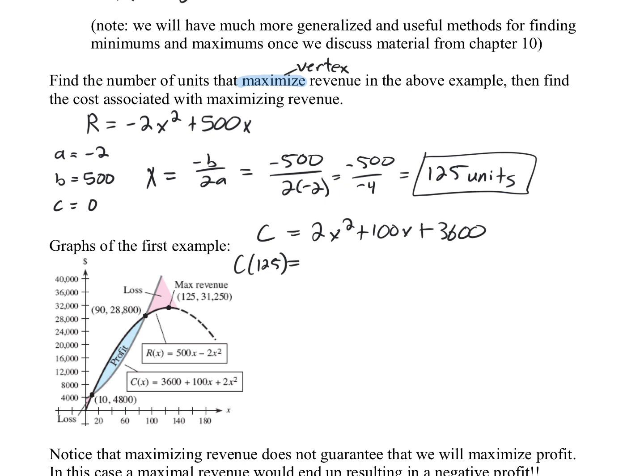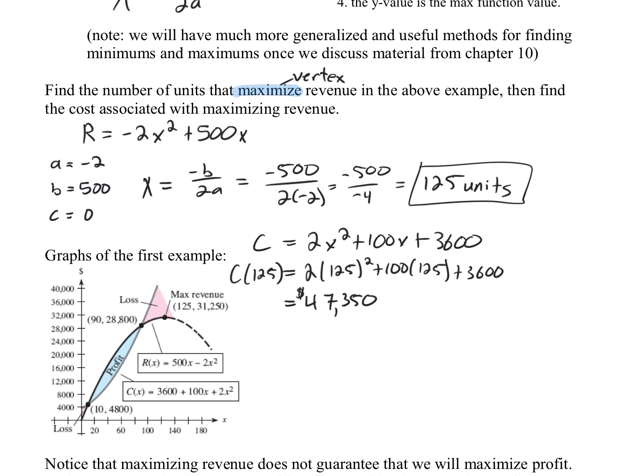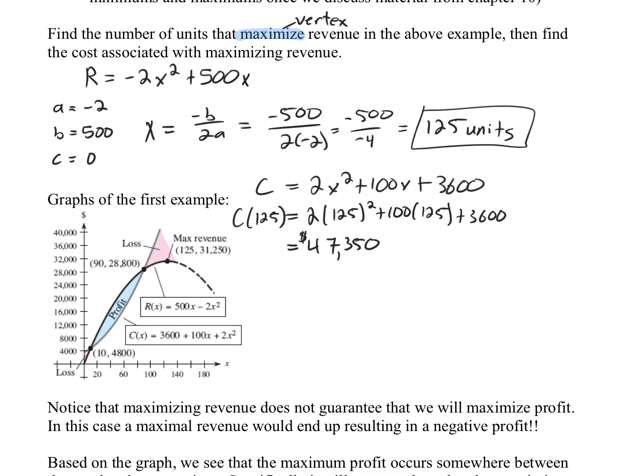So we plug the numbers in and pull out a calculator, punch that through, and you should get that the answer is 47,350, and we'll call that dollars. So something interesting has happened in this example. We set out trying to maximize our revenue, and when we look at the graph, we have a maximum revenue. Now, we didn't compute it, but if we had plugged this number into the revenue function, you would have found that the maximum revenue is $31,000.